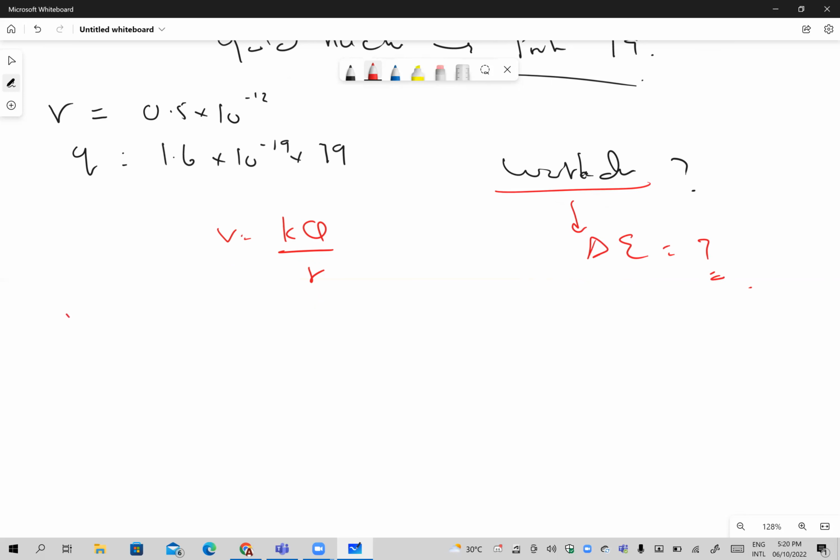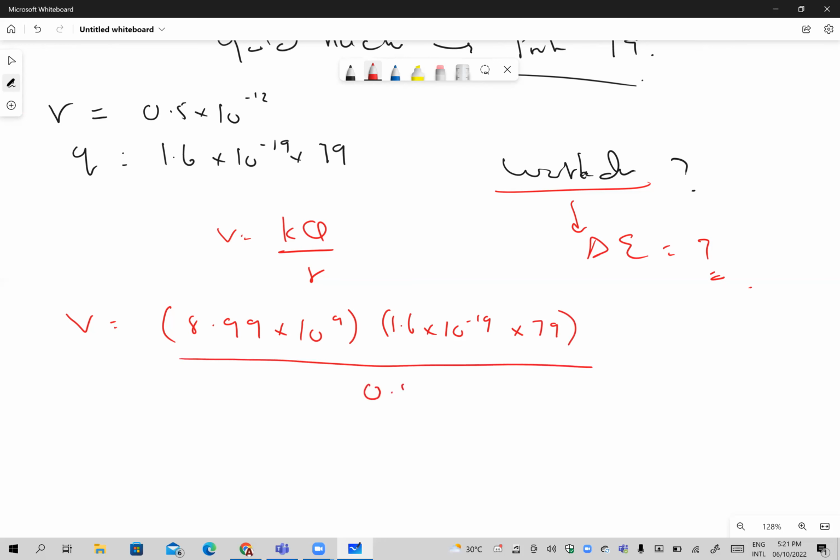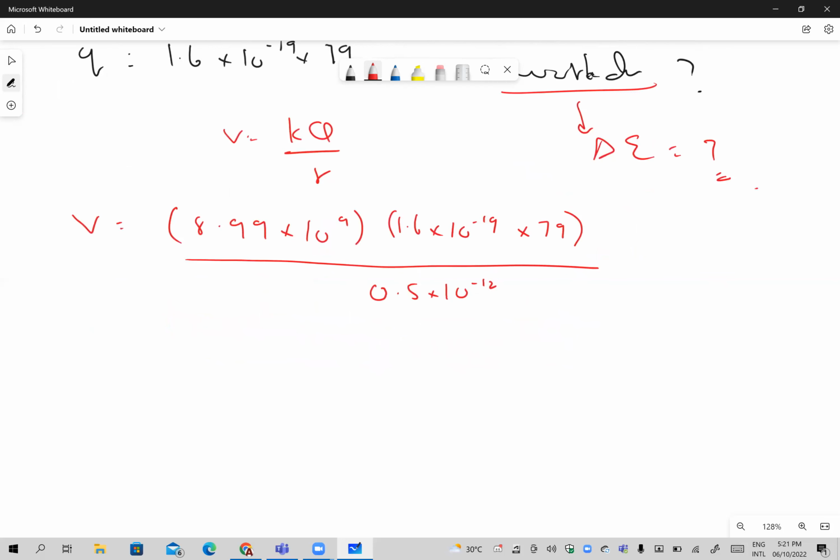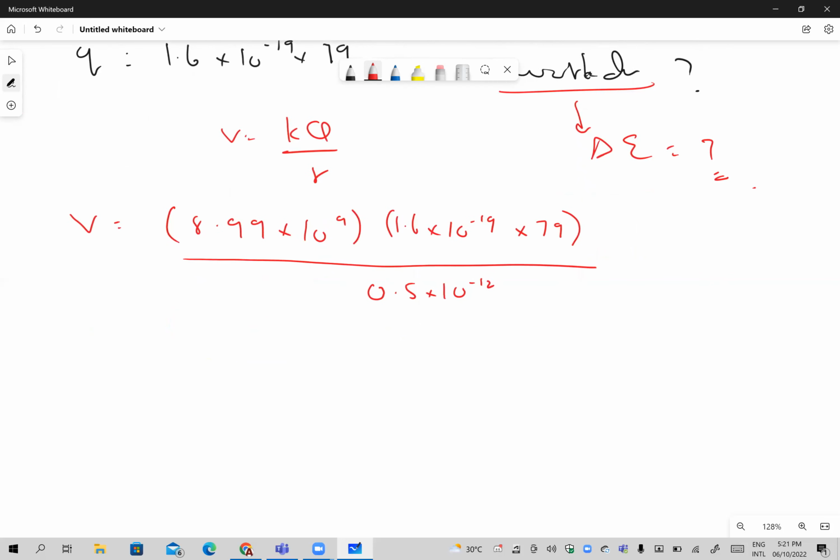K is 8.99 times 10 raised to the power of 9. Q is 1.6 times 10 raised to the power of minus 19 times 79 because we're talking about the gold nucleus here, and 0.5 times 10 raised to the power of minus 12 is the value for the radius. Can you use your calculator and figure out the answer? Yes, give me a minute.